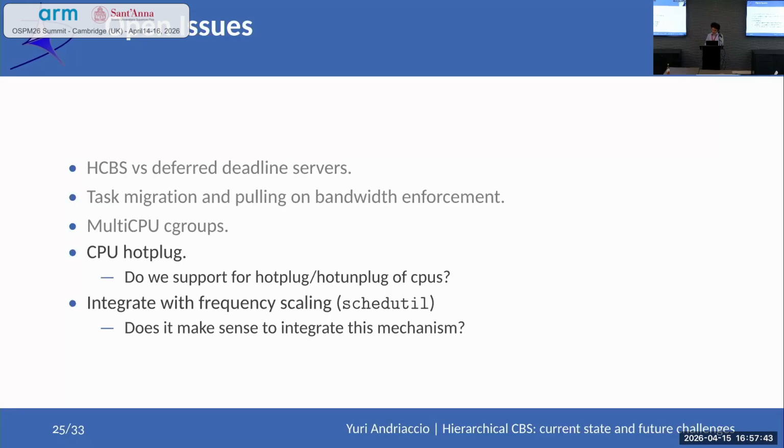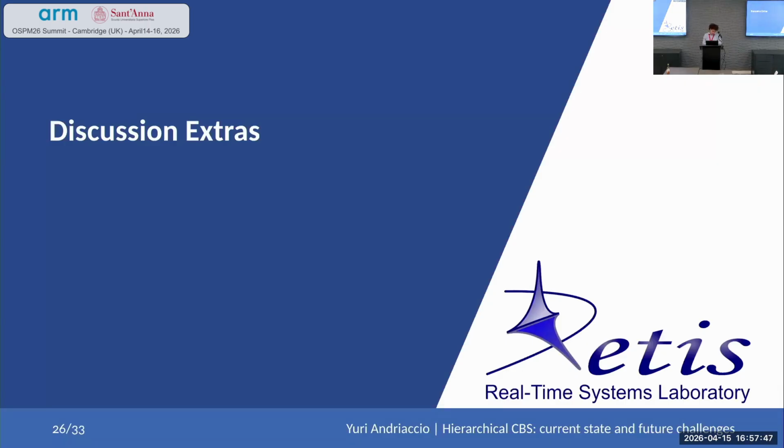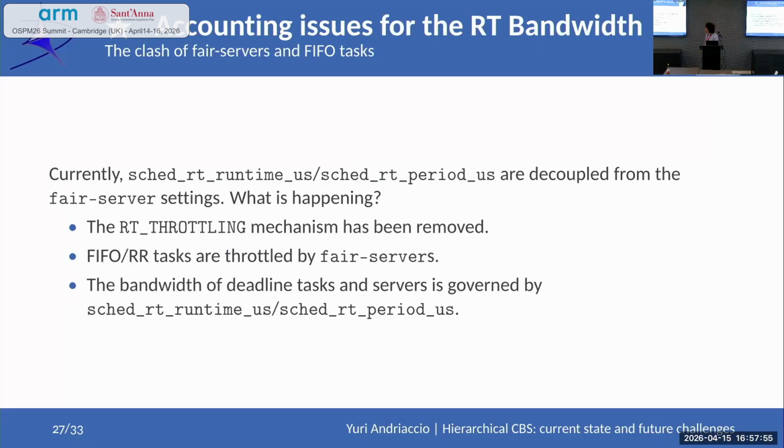Okay, so for the main issues, since we have plenty of time, there is just one discussion extra, to be fair. It's an issue that I noticed a while ago, and it's basically more related to the FAIR servers, and nowadays also the EXT servers. There are the sched_rt_runtime and period files that decide how the bandwidth for deadline tasks is reserved. In the past they were used to do RT throttling, but nowadays no more. The FIFO tasks are throttled by FAIR servers, and the bandwidth of deadline tasks is instead limited by this amount.